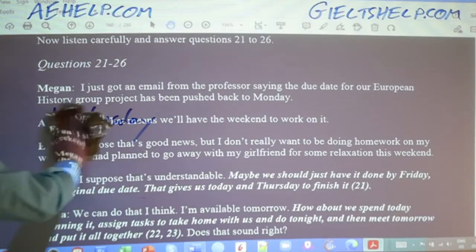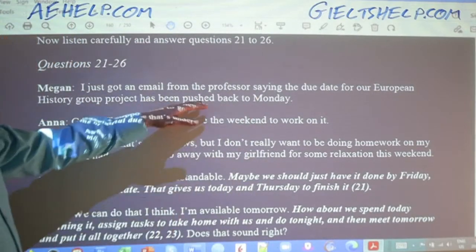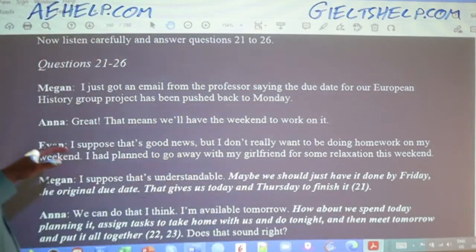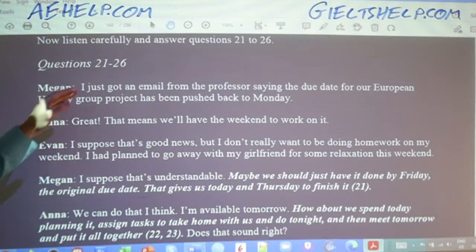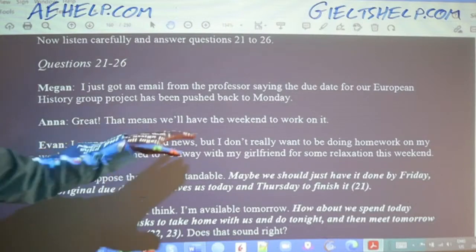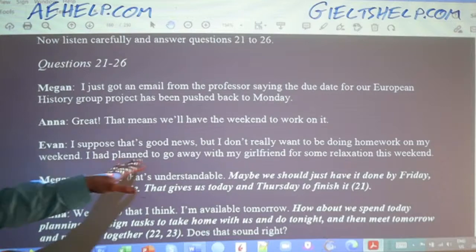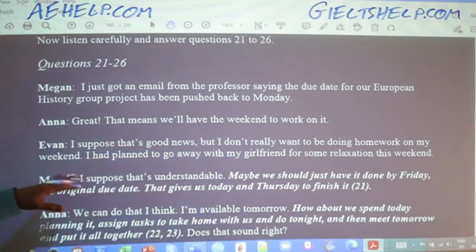Megan says, I just got an email from the professor saying the due date for our European history group project has been pushed back to Monday. Okay, and then Anna says, great, that means we have the weekend to work on it. And then Evan, the man, says, I suppose that's good news, but I don't want to be doing homework on my weekend.